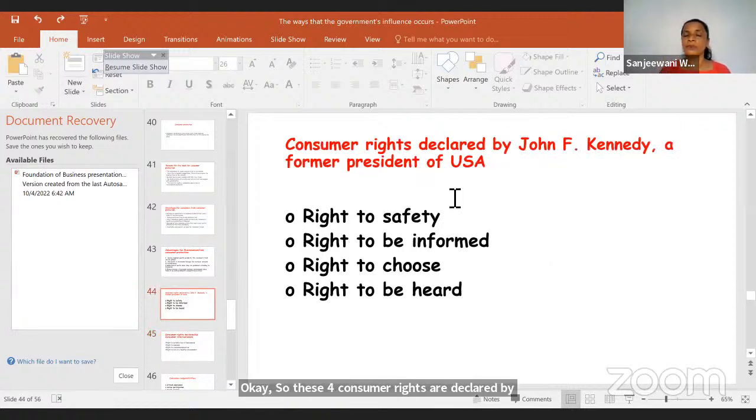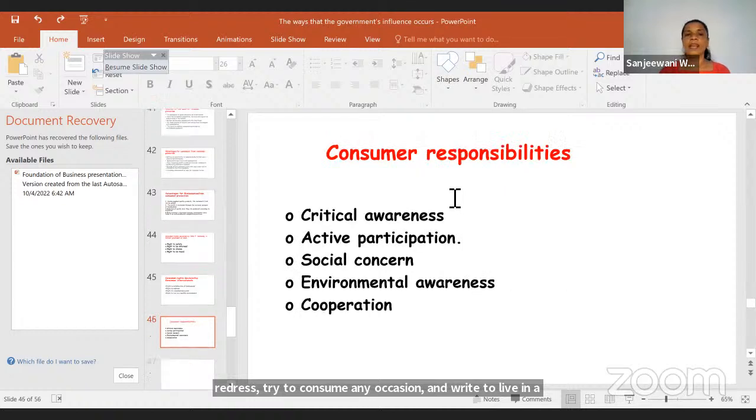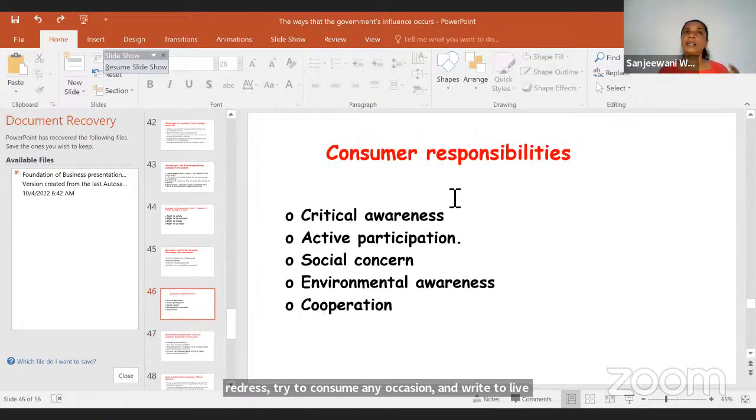Now, what are the 4 consumer rights declared by John F. Kennedy? Right to safety, right to be informed, right to choose, right to be heard. Then what are the consumer rights declared by Consumer International? Right to satisfaction of basic needs, right to redress, right to consumer education, and right to live in a healthy environment. Those are consumer rights.